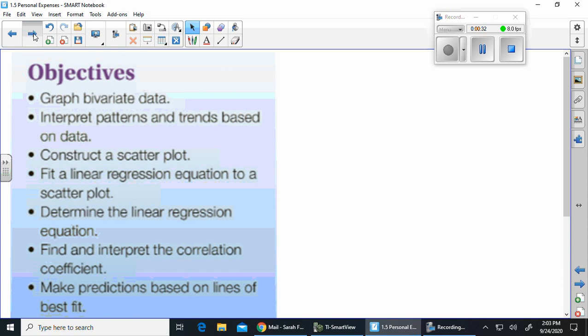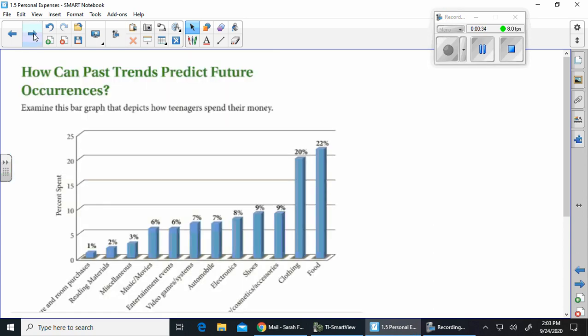Depending on what you had for Algebra 2 last year, some teachers would have done this, other teachers didn't. But what we're looking at is past trends can predict future occurrences. So we can look at data and predict, hey, what's going to happen next week, next month, next year.